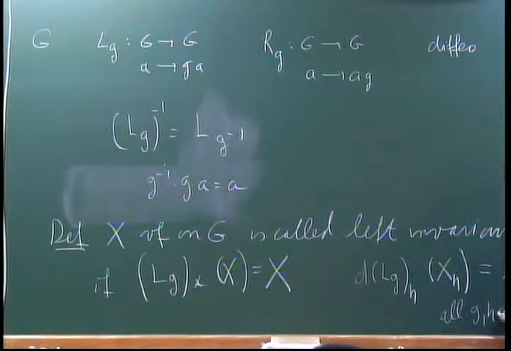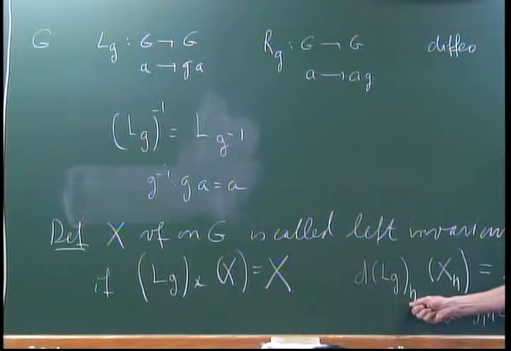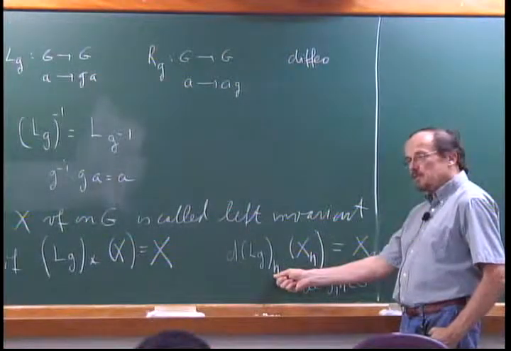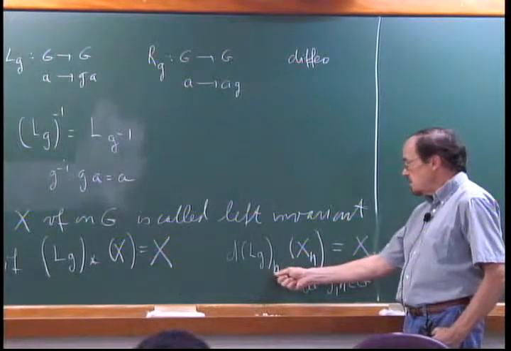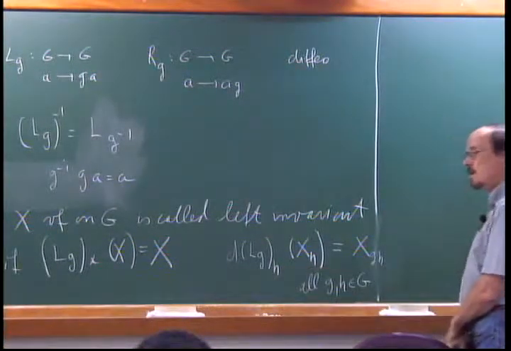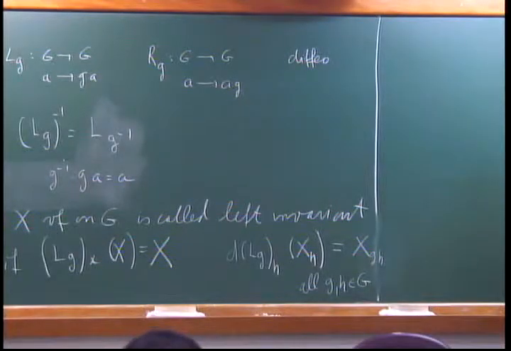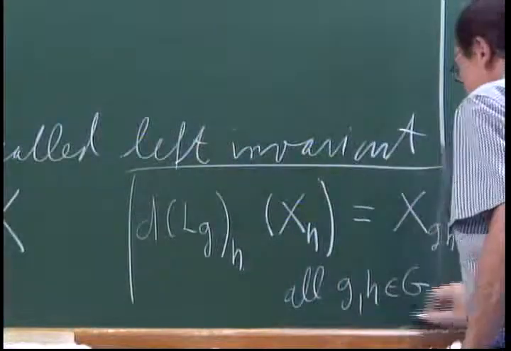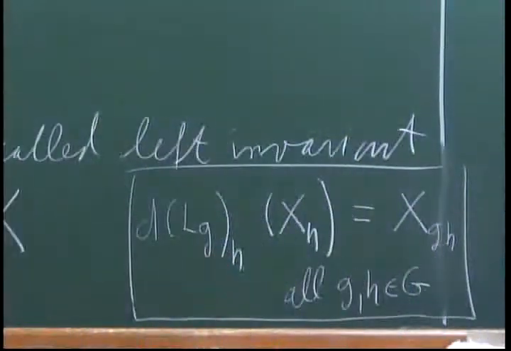The other way around, isn't it? H times g. This is a derivative at the point h, so it takes the tangent space at the point h into the tangent space at the point gh. But isn't it a left translation? What? No. Okay. So that's the equation that has to be satisfied.